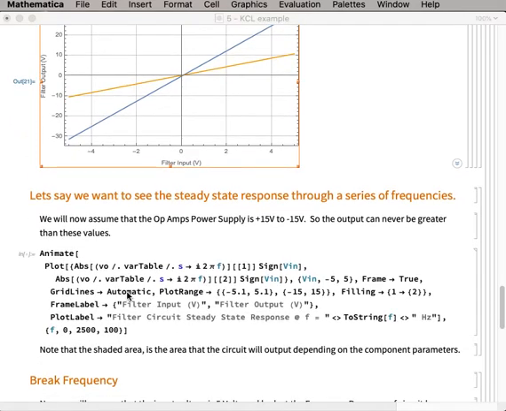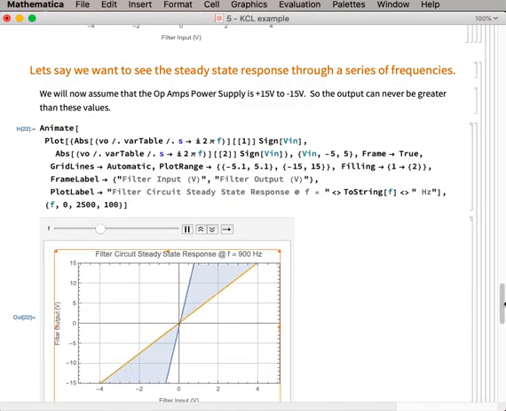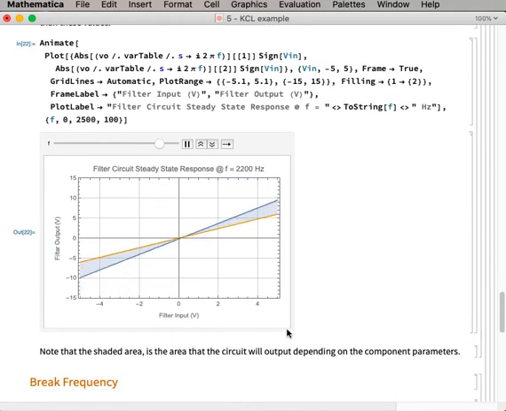Well, what we can do is use Mathematica's Animate function and get a whole series of these. So what we're going to do is create an animation and allow the frequency to vary between 0 and 2.5 kilohertz by 100 kilohertz steps. And then we'll put that in the plot label so we can look at what happens. So here we have an animation that shows us what happens as the frequency changes for the inputs between plus and minus 5 volts.